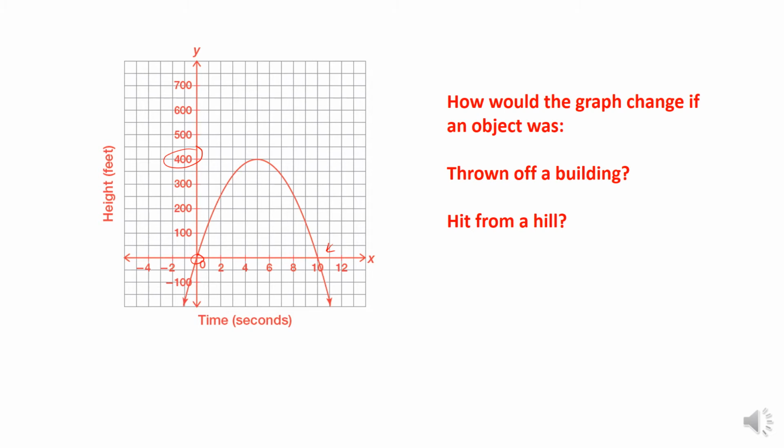So what if it was thrown off a 600-foot building? Then it's going to look like this. Now this is if it's thrown off. Okay, if it's dropped off, it's going to look more like that. There's a difference. Thrown off implies it's being thrown up and down, but dropped is just dropped. All of these have the shape because time is passing. Okay, if it was hit from a hill, then it might go up even higher and come down. So there's a lot of different ways to see the graph.